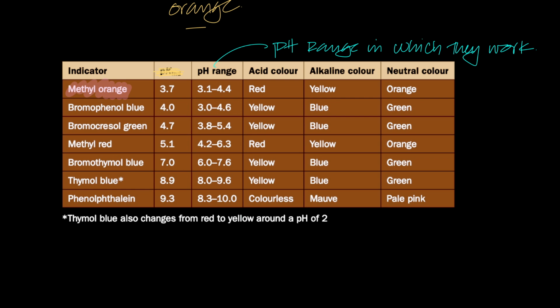For example, if you have a pH of 3.1 to 4.4, this is where you can use methyl orange. Other than this, you can't use methyl orange. You'll have to revert to something else.